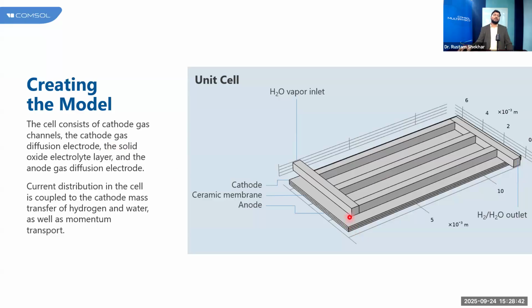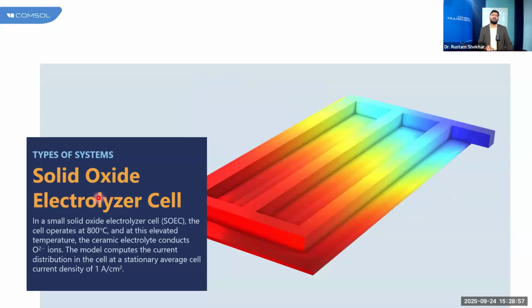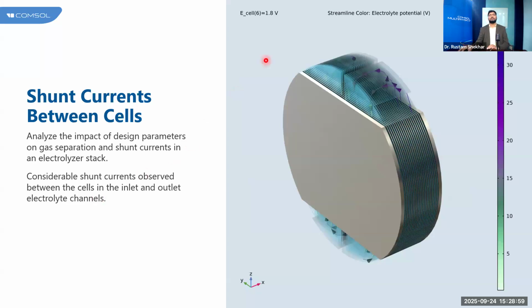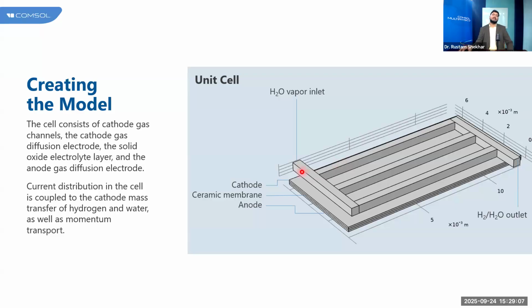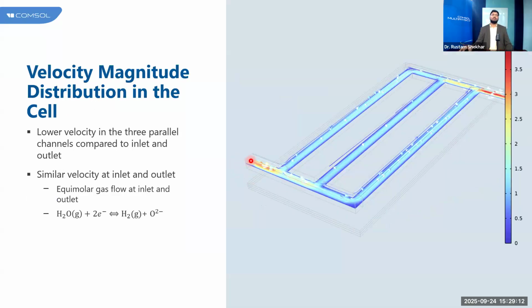So we are taking care of all these functional layers, all at the fundamental level. We will see the mass transfer of hydrogen and water, as well as the momentum transport. Once we solve this, can we see how things look inside the cell? Here we see overall how the stack is performing, but can we do a deep dive inside the layers? This particular example shows the same thing, where with this setup I can see how hydrogen is going in, taking electrons, and giving you hydrogen and oxide ions.